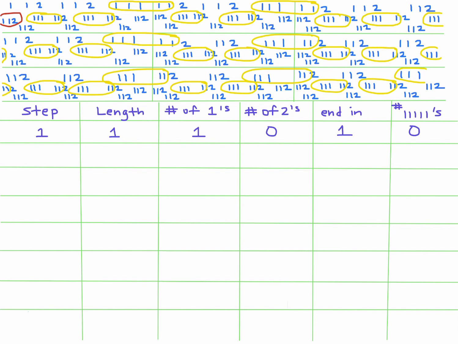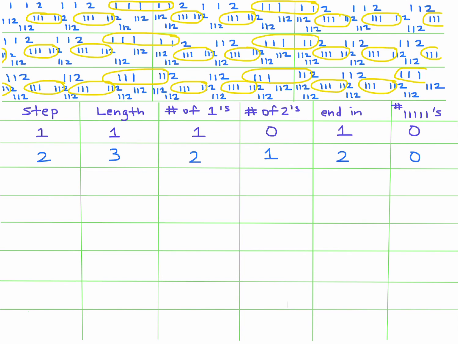So this is my step number 2 when I go to the next step, right? And this time, that 112 is step number 2, and the length is 3 now. Okay? 112 obviously is 3 digits. How many 1s are there in 112? Well, there's 2. How many 2s are there? Well, there's 1. And does it end in 1 or a 2? It ends in a 2. And how many of these 5 1s do I have? Well, 0 so far.